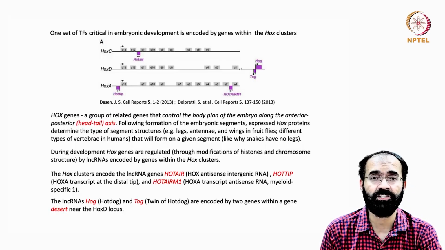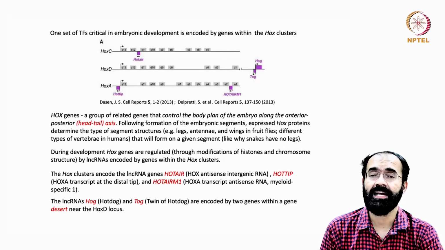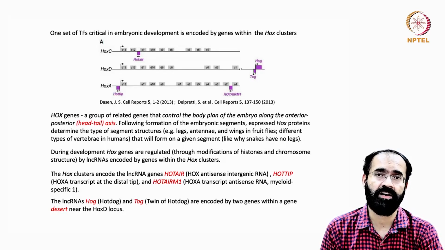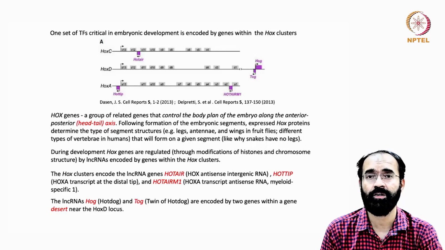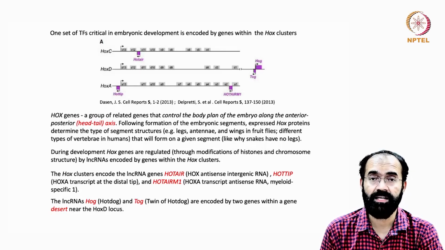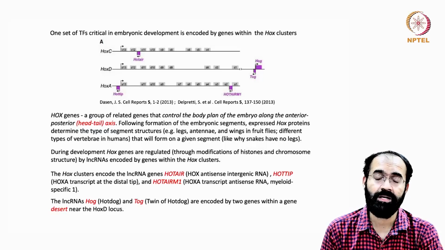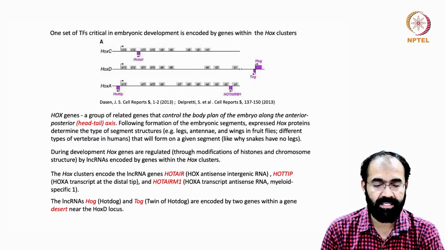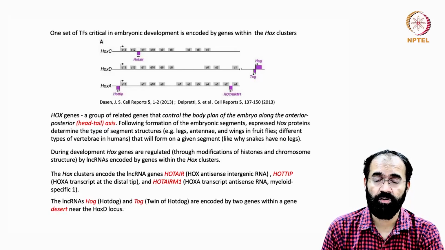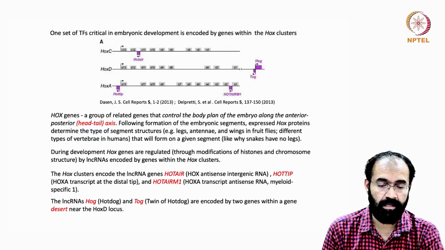So Hox genes make sure that each and every body part in your body, including the vertebrae number in your vertebral column, is right. Your vertebral column is made of 33 pieces. So you don't want one piece extra, you don't want one piece missing. So everything is regulated precisely by your Hox gene clusters during the development, starting from insects onwards.